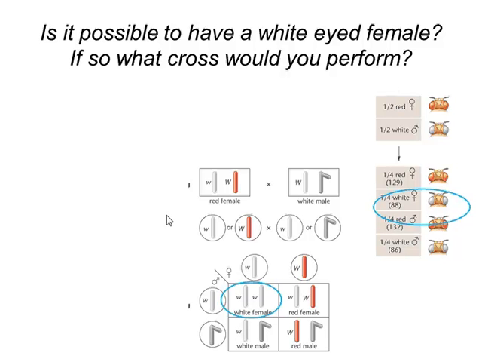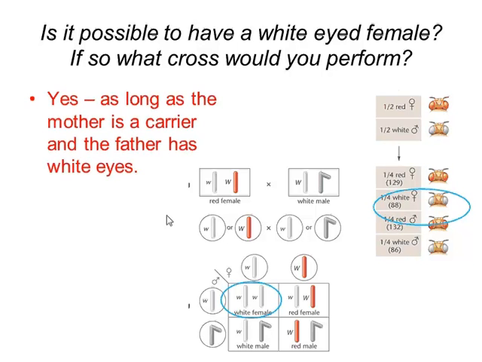Let's think about this. Is it even possible to have a white-eyed female? If so, what cross would you perform? You can get a white-eyed female as long as the mother is a carrier and as long as the father has white eyes. We've seen examples of this. Again, here's our carrier red-eyed female crossed with a white-eyed male. This white allele can come from the mom, and this white allele can come from the dad, and that's how you end up getting a white-eyed female.